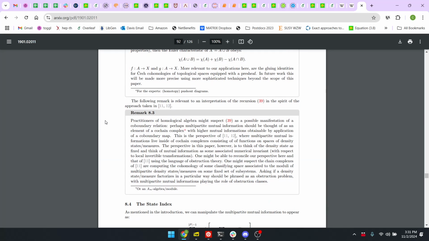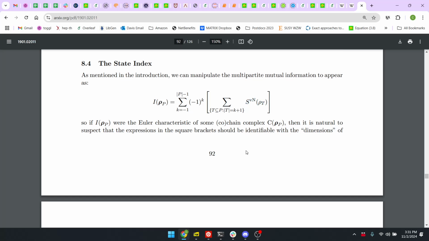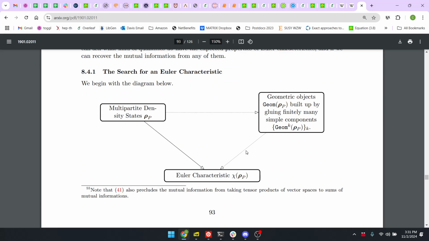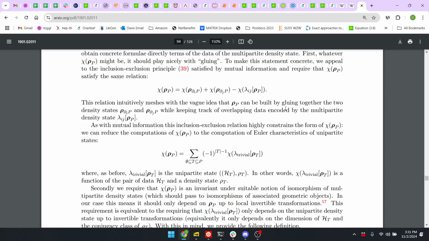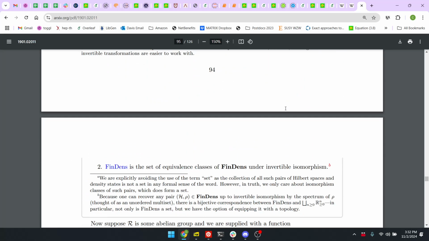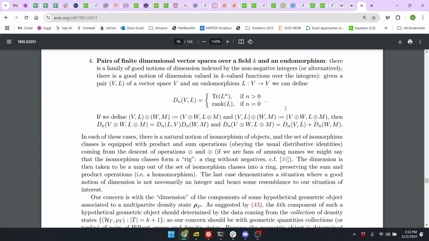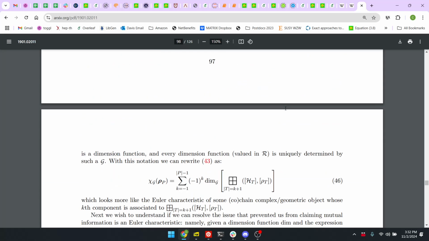Am I even in the right section? Where is it? The state index, yes. This is the Euler characteristic of some, but which chain? I think he has a later definition where he defines it in terms of the commutant. The search for an Euler characteristic. Yeah, the problem is this section is not very readable. I just want the definition of the one he uses.